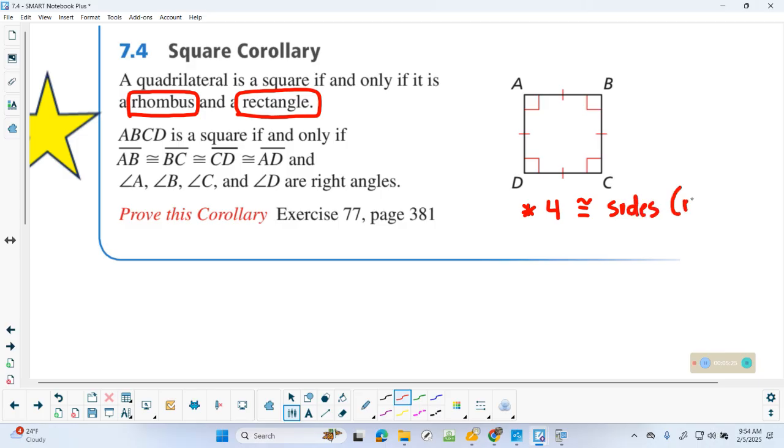So that's the property it steals from a rhombus. That's why that's there. And it has the 4 right angles. That's what it steals, of course, from a rectangle. We're just filling in the 7-4 notes, Lila. We just started. Okay. So all these fun-filled properties.